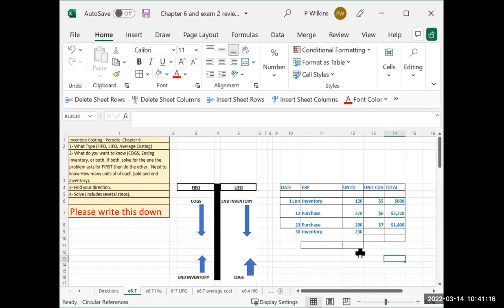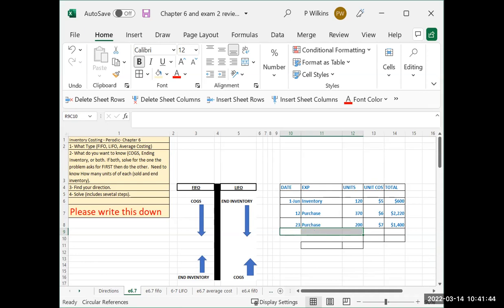Now, there's something wrong with this chart here. What's wrong is that they have actually plugged the ending inventory number into the chart. The ending inventory number is not part of the chart. The chart only includes the beginning inventory and the purchases. It does not include the ending inventory. So we actually have to delete that number out first. We have to take that 230 out first, okay?